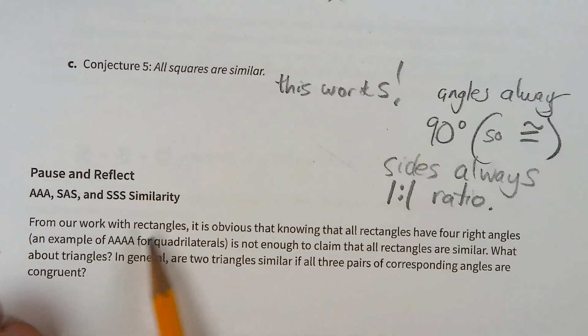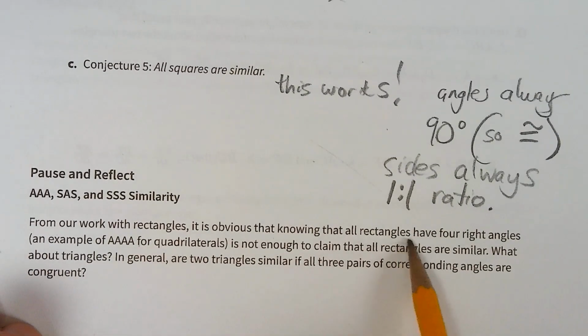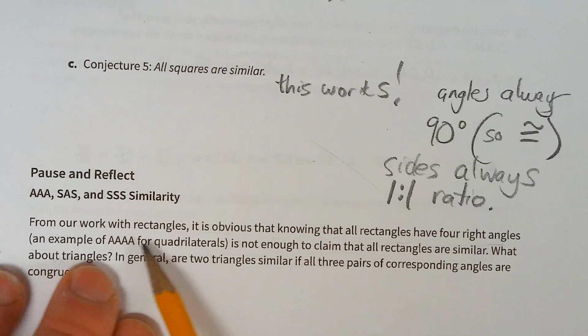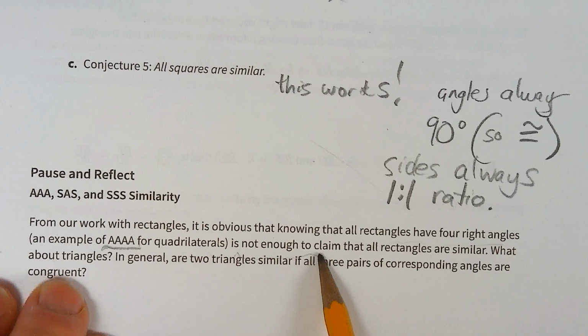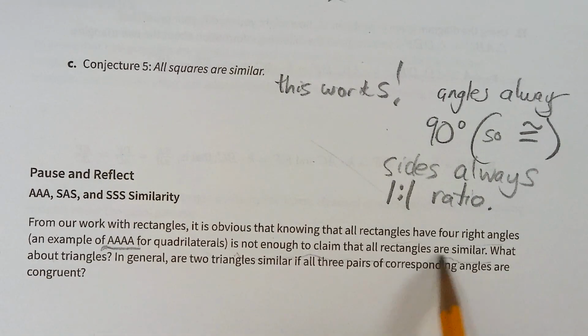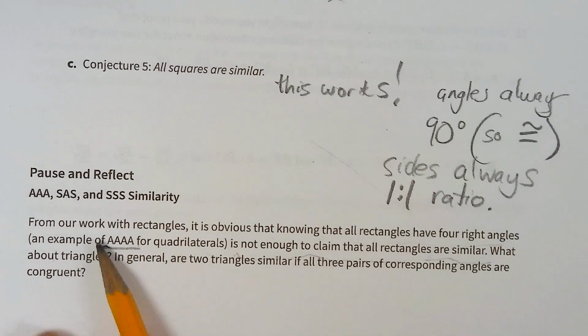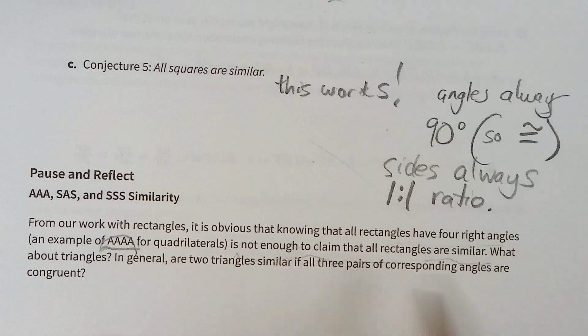From our work with rectangles, it is obvious that knowing that all rectangles have 4 right angles, so AAAA, is not enough to claim that all rectangles are similar. That's right, it's not enough to claim because we don't know anything about the sides. We've got to know about the sides. You can't just know about the angles.